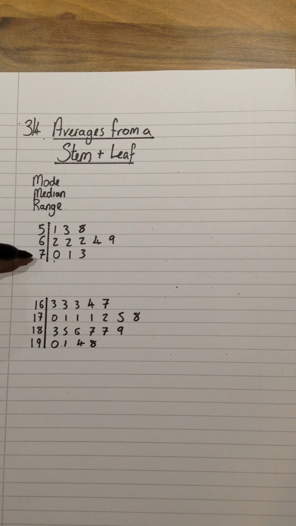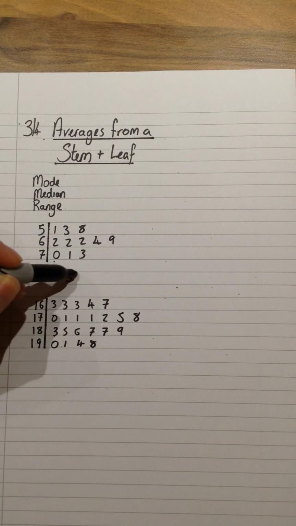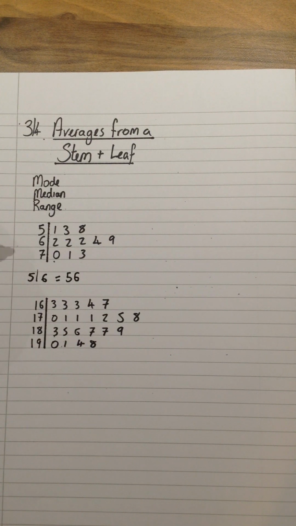First little diagram we've got here is a stem and leaf diagram for numbers ranging from 50s, 60s and 70s. You must ensure that you've got some form of key. So here, if we've got 5, line and 6, equaling 56, that would be our key, so that will help us when we're working this one out.